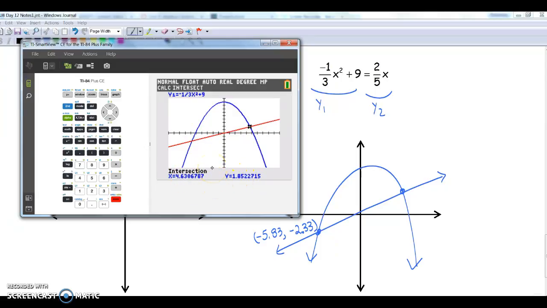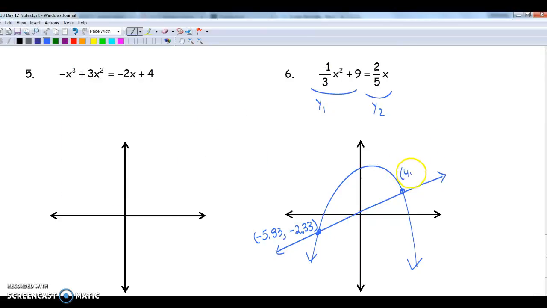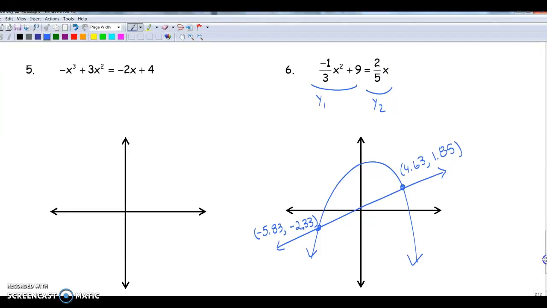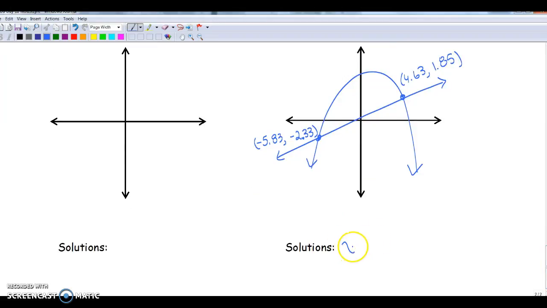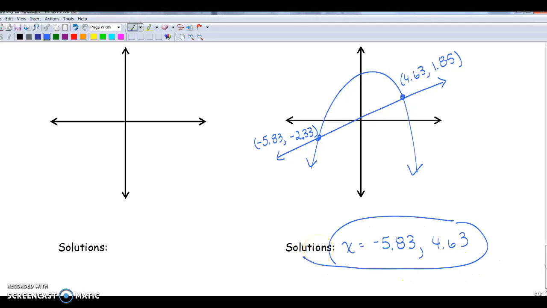So 4.63, 1.85. So that's your intersection point. And then your solutions are only the x's. So it's going to be negative 5.83 and 4.63. Those are your 2 answers. Right? So I think you get the main idea. Just plot your y1, your y2, do second trace intersect a million times, and if you need to, change your window. But that is the main idea for today's notes.